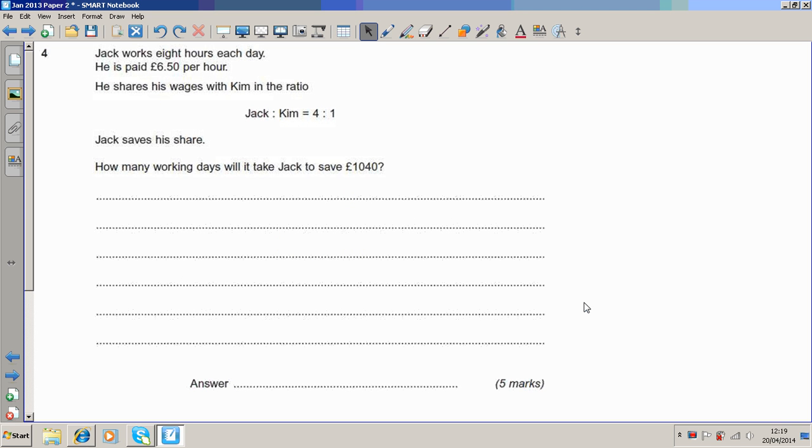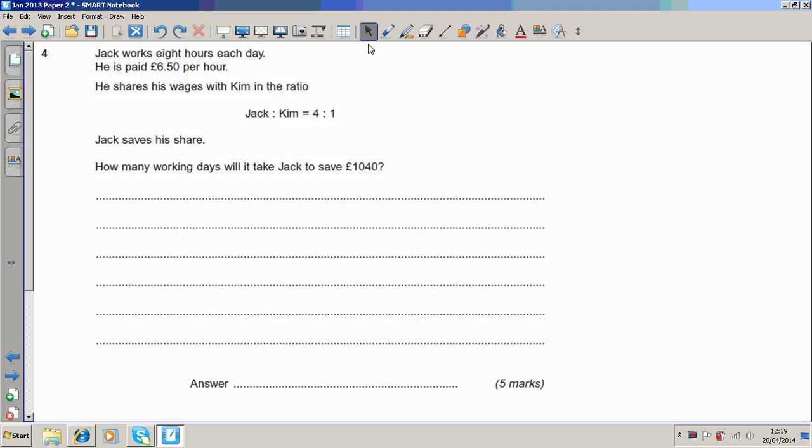Jack works 8 hours each day. He is paid £6.50 per hour. He shares his wages with Kim in the ratio 4:1. Jack saves his share. How many working days will it take Jack to save 1,040?